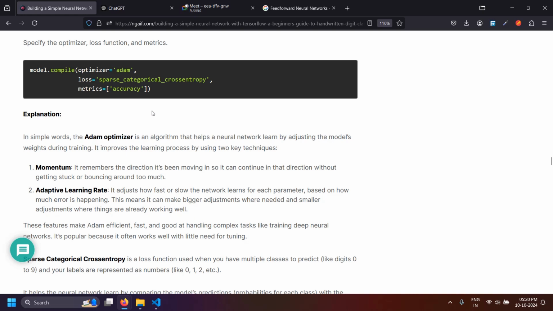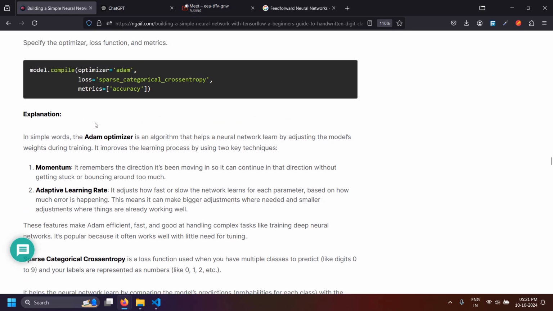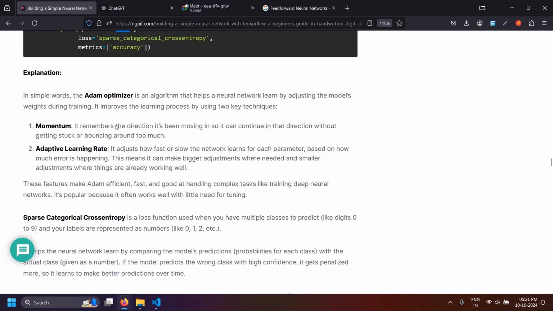As I told you, you don't have to make things from the ground up or from scratch. All things are already available in the libraries. You just have to remember the concept of where to use which kind of technique. So where can this be used? In training deep neural networks, it is popular because it often works well with little need of tuning. So if you want less tuning, less headache, then you can go for the Adam optimizer.